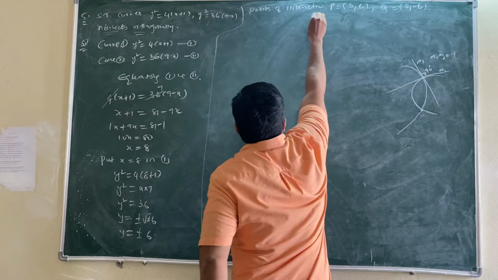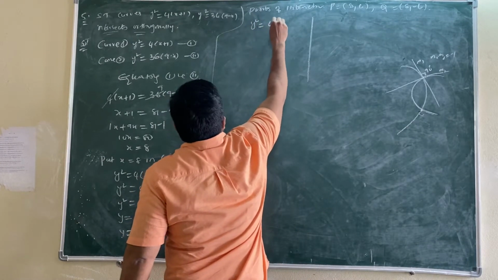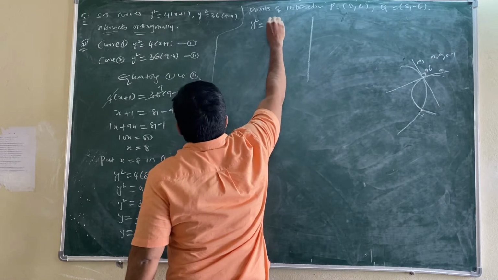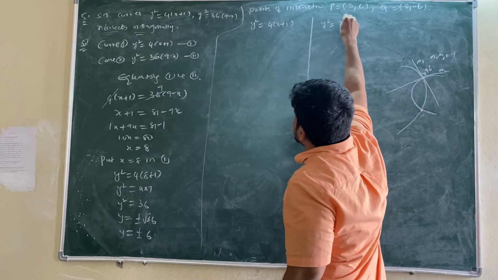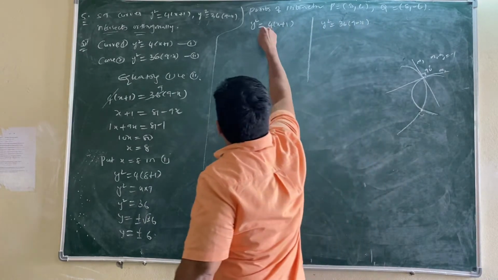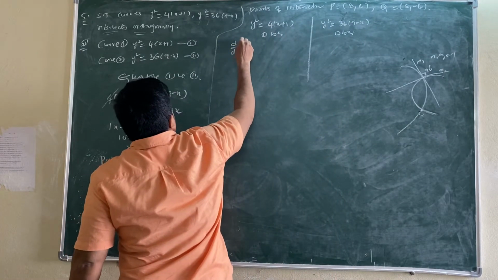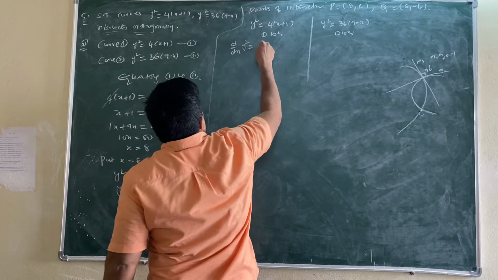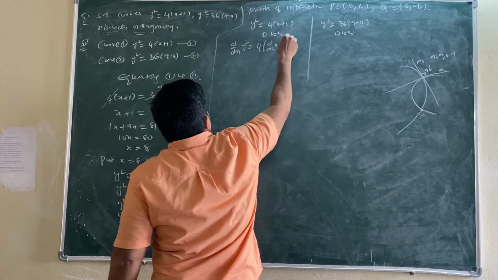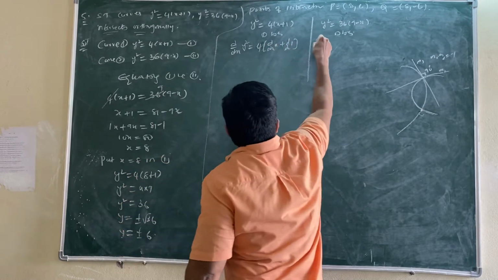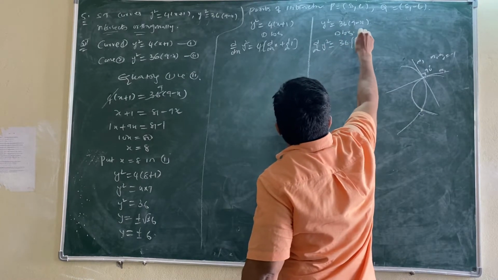We have to write down the 2 curves now. First curve: y square equals 4 into x plus 1, and curve 2: y square equals 36 into 9 minus x. Differentiating both sides. To get the tangent, first we need the derivative. 2y dy by dx equals 4 into d by dx of x plus 1, and here also the same thing: d by dx of y square equals 36 into d by dx of 9 minus x.